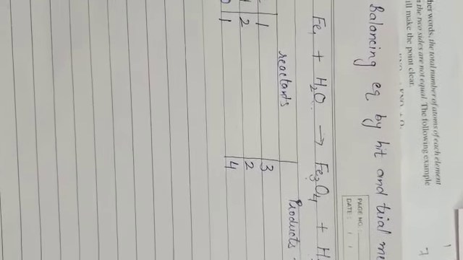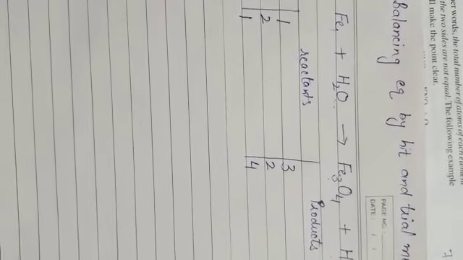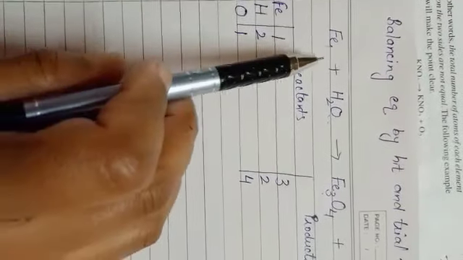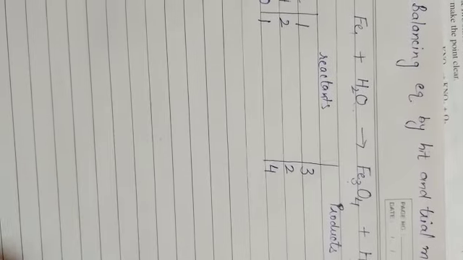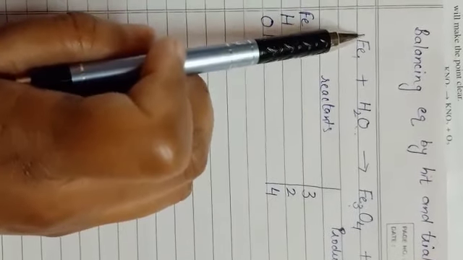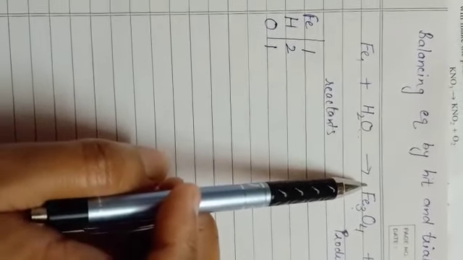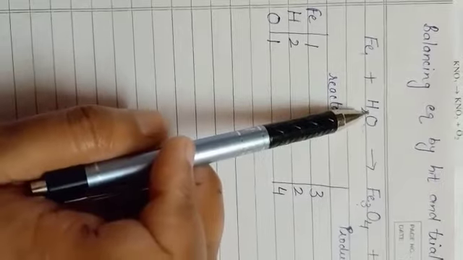To balance the equation by hit and trial method, in any equation, the number of atoms present in a molecule is a constant number. So we cannot change the subscript, that means we cannot change the number of atoms. To balance the equations, we can change only the number of molecules, means we can change only coefficients, but we cannot change the subscript.